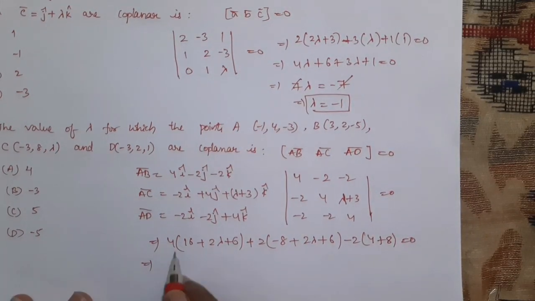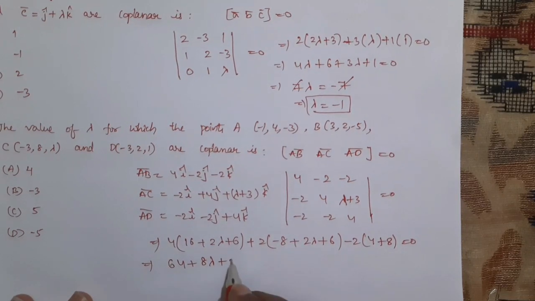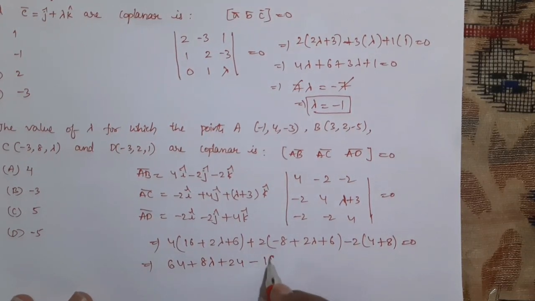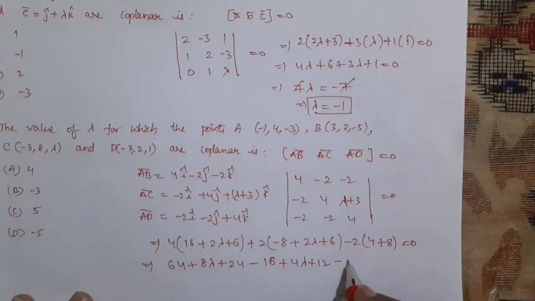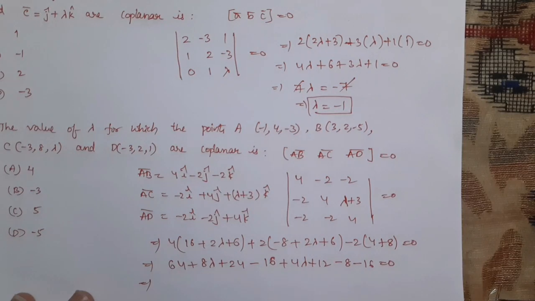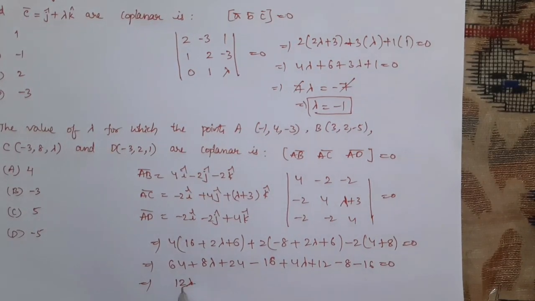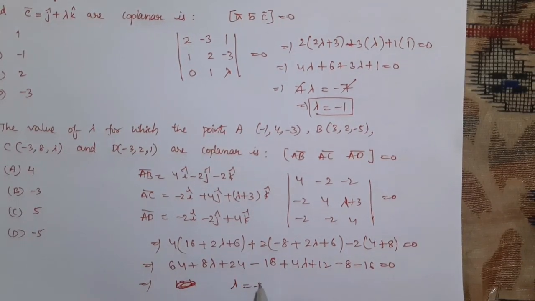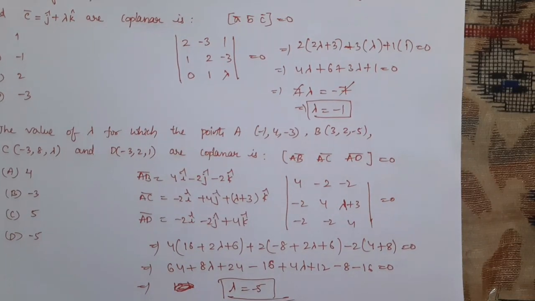This we have to simplify. 4 16s, which is 64, plus 8 lambda, plus 4 6s, 24, minus 16, plus 4 lambda plus 12, and then minus 8, minus 16 equal to 0. So simplify this: 8 lambda plus 4 lambda, which is 12 lambda. And again if you simplify all these, you will get lambda equal to minus 5. Simplify and you will get lambda is equal to minus 5.